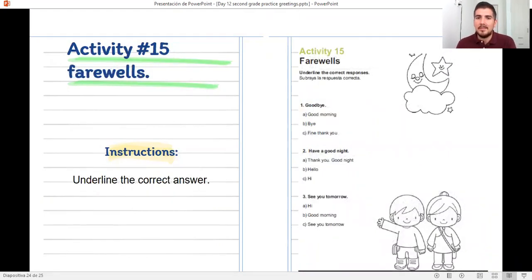Activity 15, farewells. Underline the correct answer.